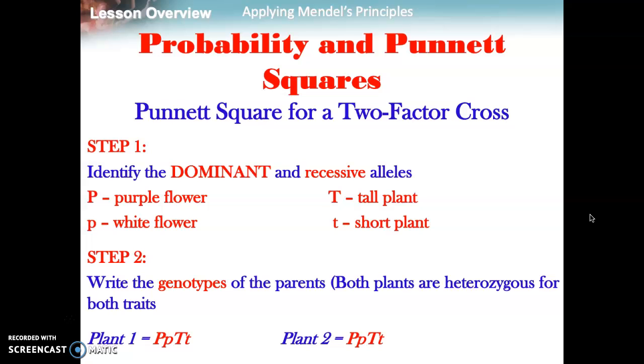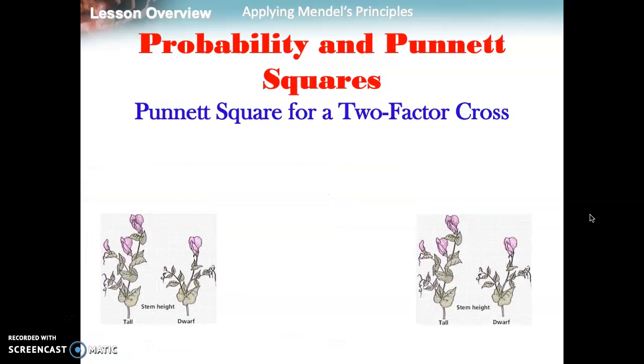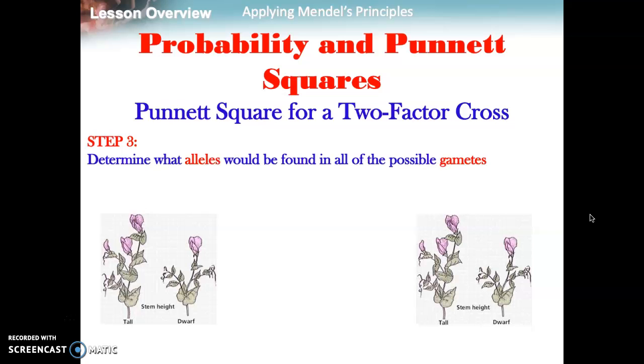That is step 2. Step 3 is setting up the Punnett square. Determine what alleles will be found in all the possible gametes. So, those are all the possibilities for plant 1's gametes. We can have a big P go with a big T. We can have a big P go with a little t, a little p with a big T, or a little p and a little t. Again, this is Mendel's law of independent assortment.